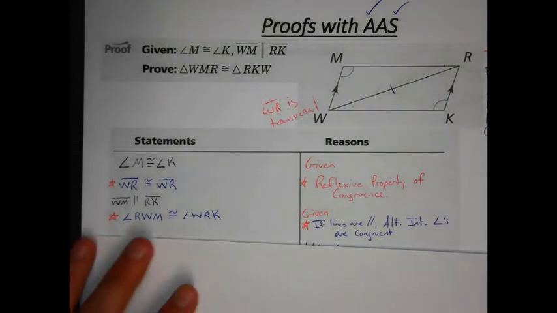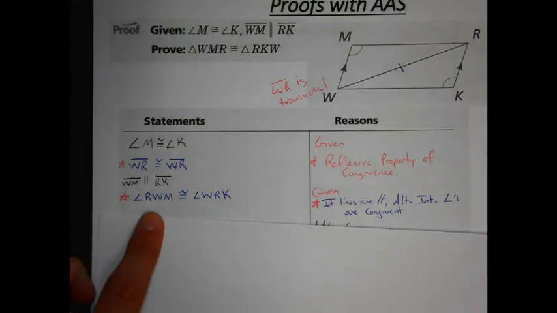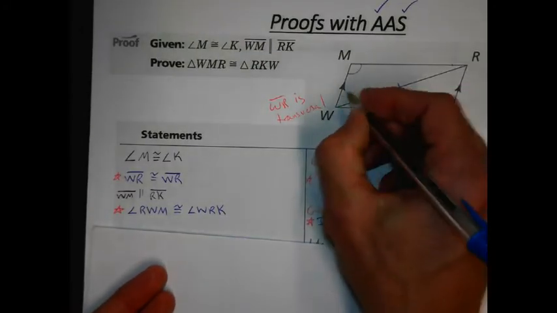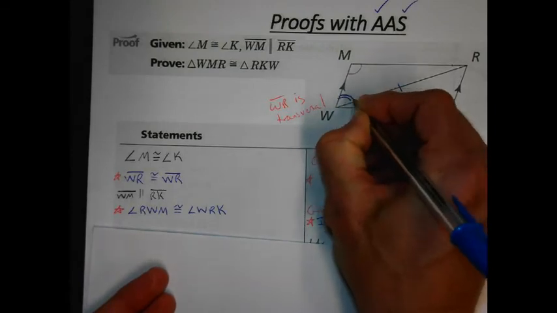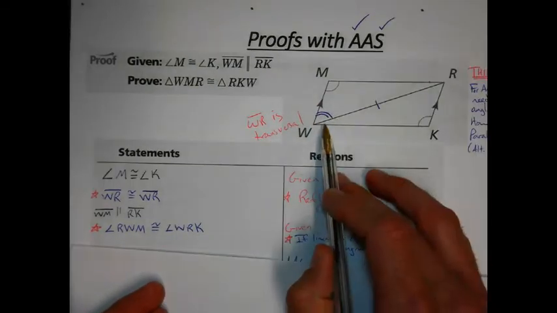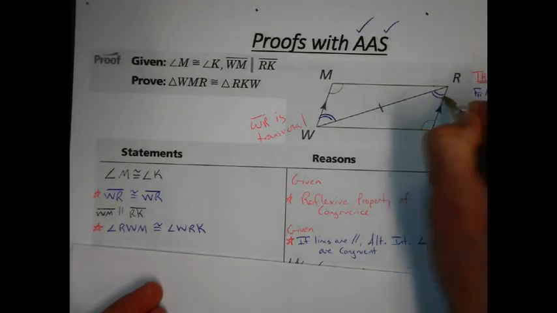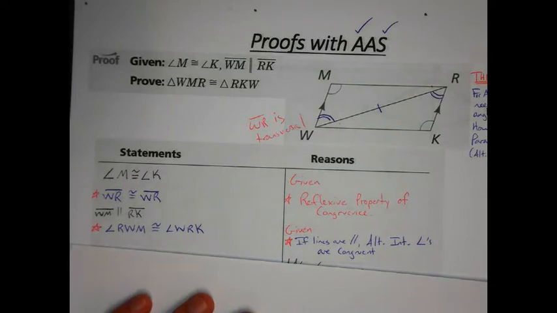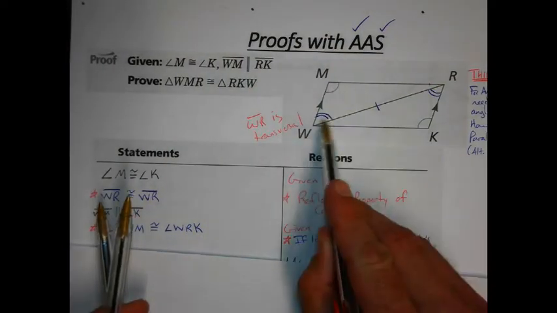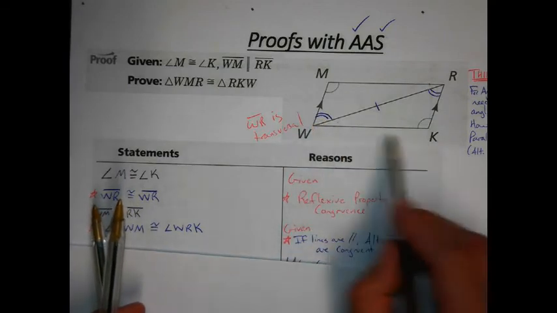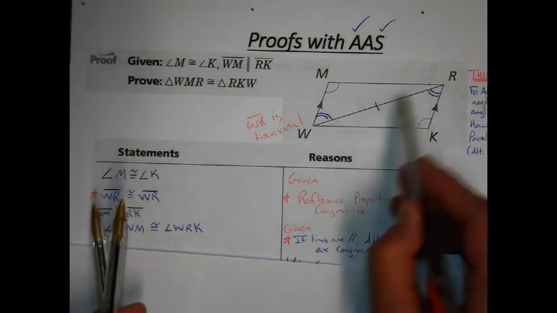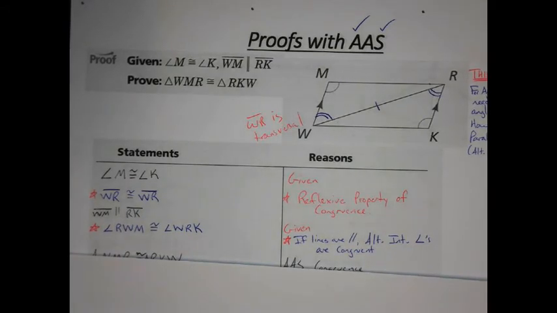I'm going to state that angle RWM is congruent to angle WRK. I'm going to establish those two as my alternate interior angles. Now, did I have to use those two? No, I didn't. I could have used angle MRW and angle KWR. I could have used these two as alternate interior angles. I just didn't. But I'm going to establish those two.